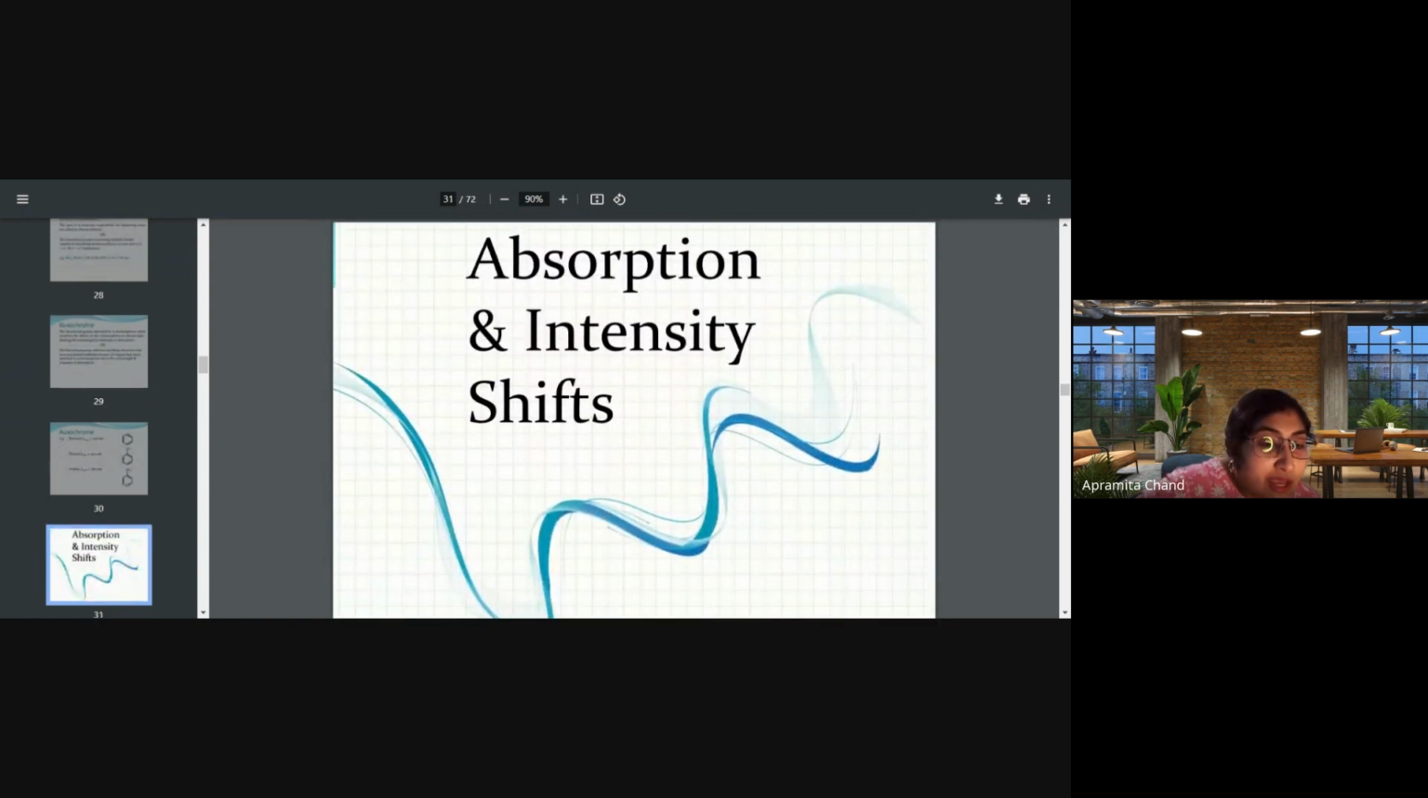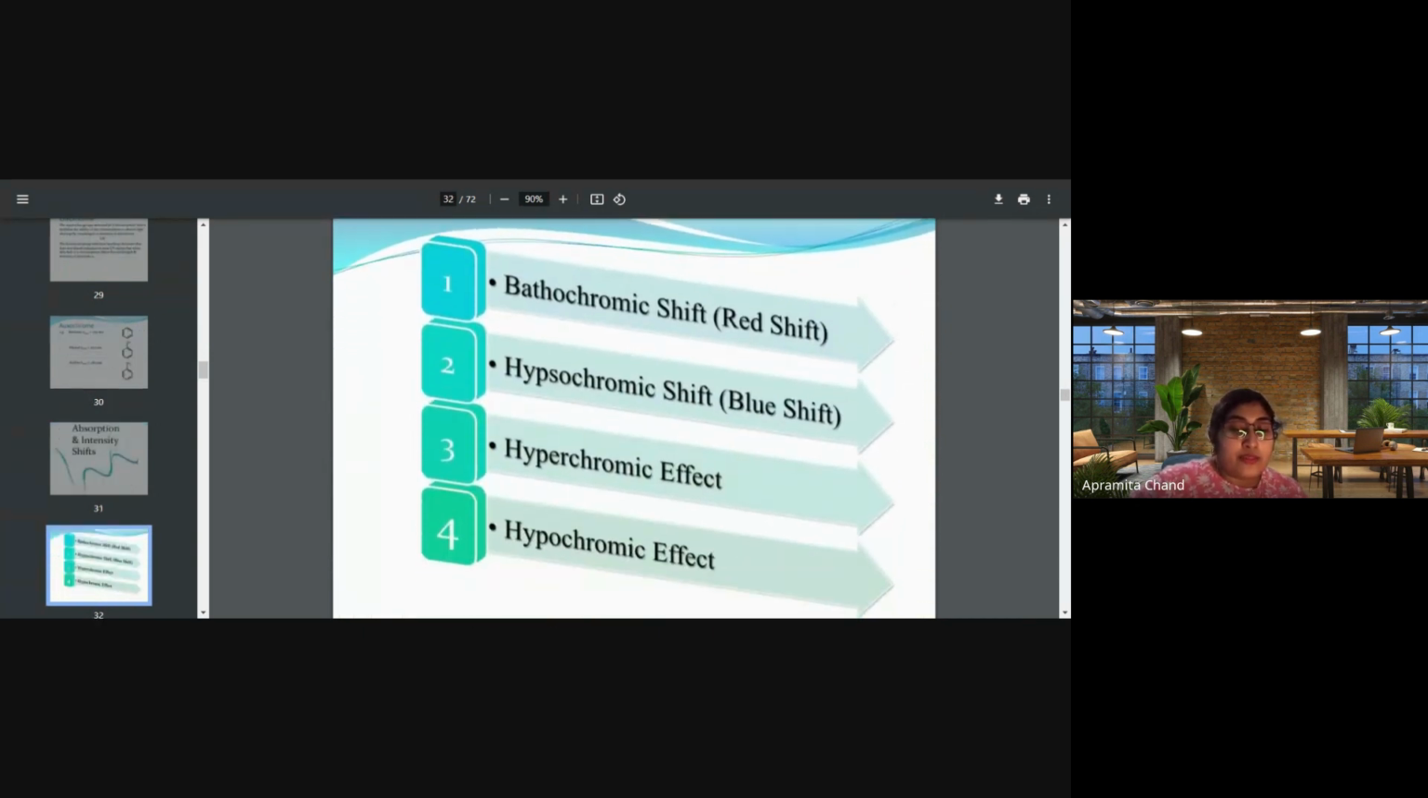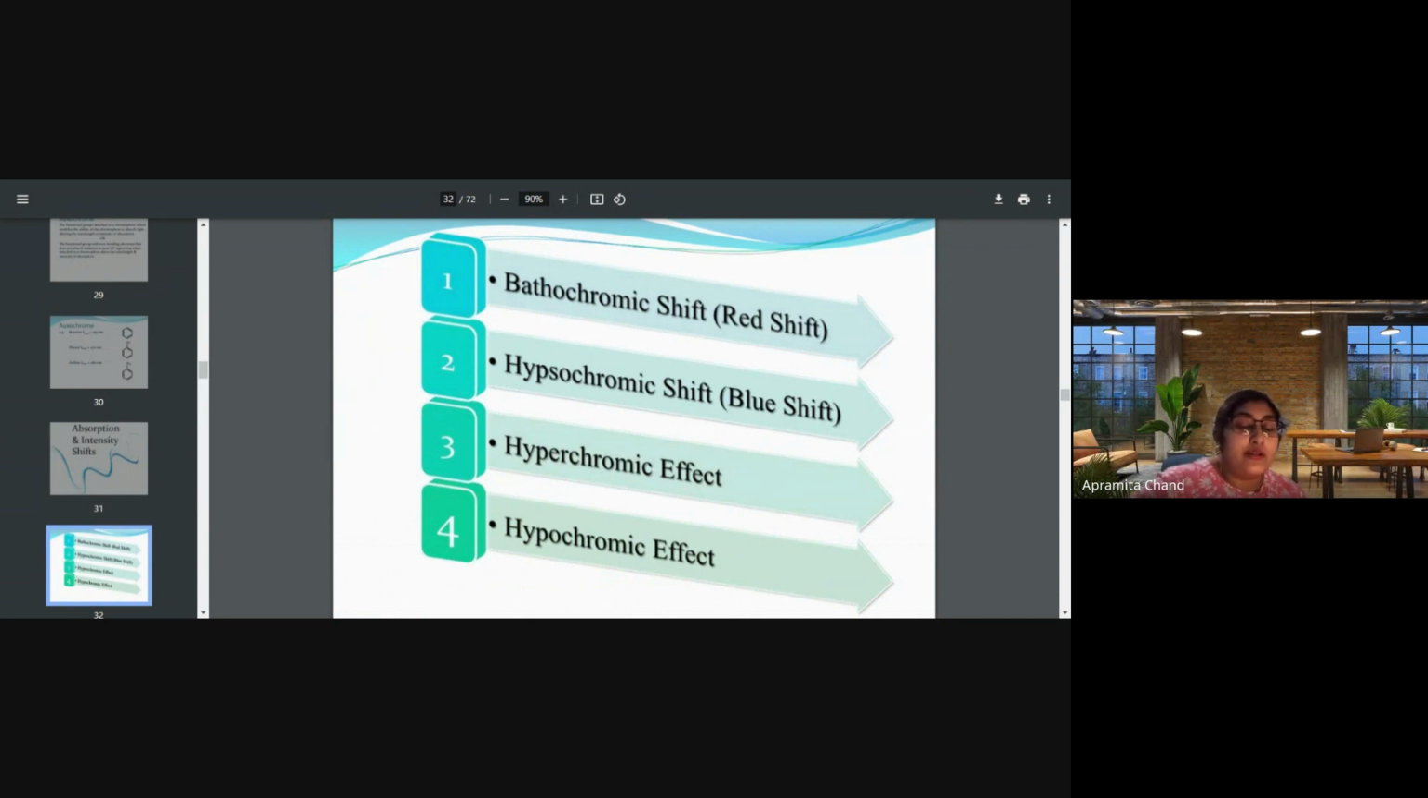Now, can absorption and intensity shifts happen, and when do they happen? These are the four kinds of shifts that can happen: bathochromic shift, hypsochromic shift, hyperchromic shift, or hypochromic shift. I want you to write some notes about each of these shifts and the examples. We might not discuss them extensively in this presentation, so this can be an assignment. Go and find out in what cases the bathochromic and hypsochromic shifts occur. The first and second are concerned with the change in wavelength, while the third and fourth, the hyperchromic and hypochromic effects, are concerned with the change in intensity. So the first two are absorption shifts, the second two are intensity shifts.